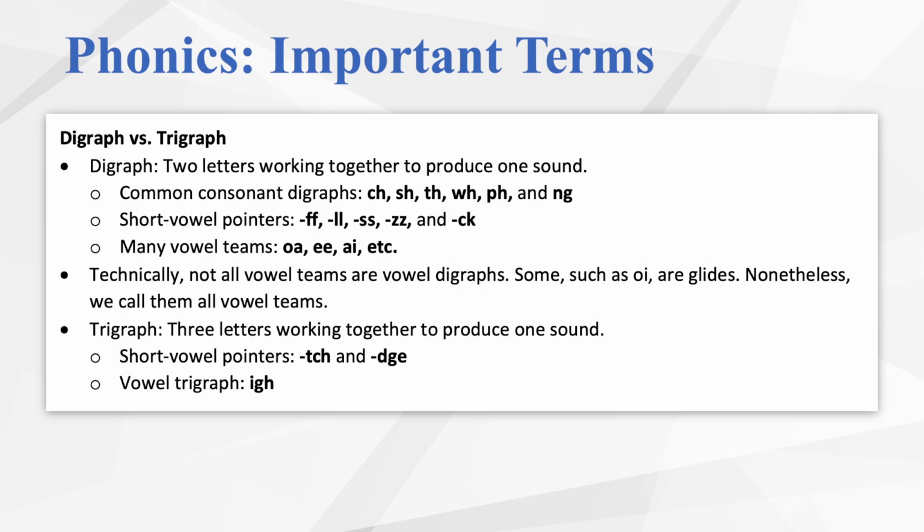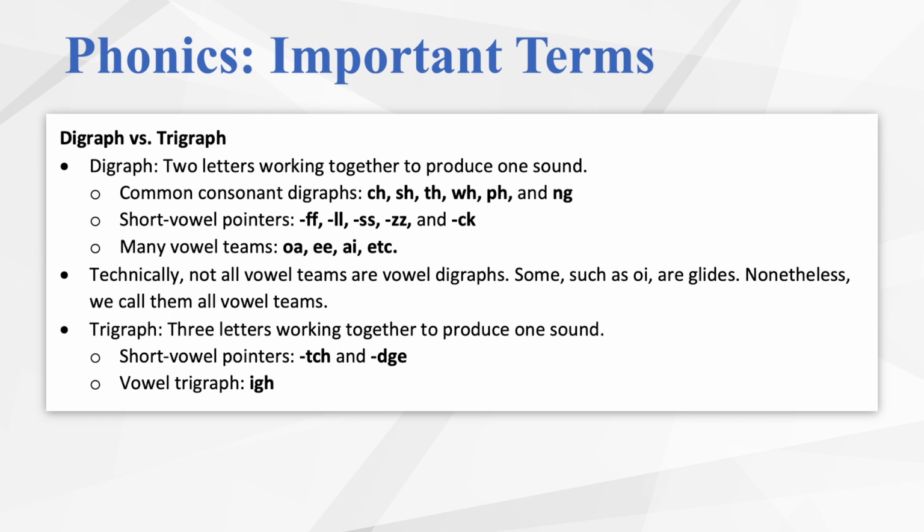A digraph is a term that we use to represent 2 letters that work together to make one sound. We have some common consonant digraphs, which we often reference as H brothers: CH, SH, TH, WH, and PH. Those 2 letters are working together to make one sound in all of those examples. One that's not as commonly known is NG. The letters N, G work together to produce the sound /ng/. So it's not the N sound and it's not the G sound. It's a truly unique sound when those 2 letters come together.